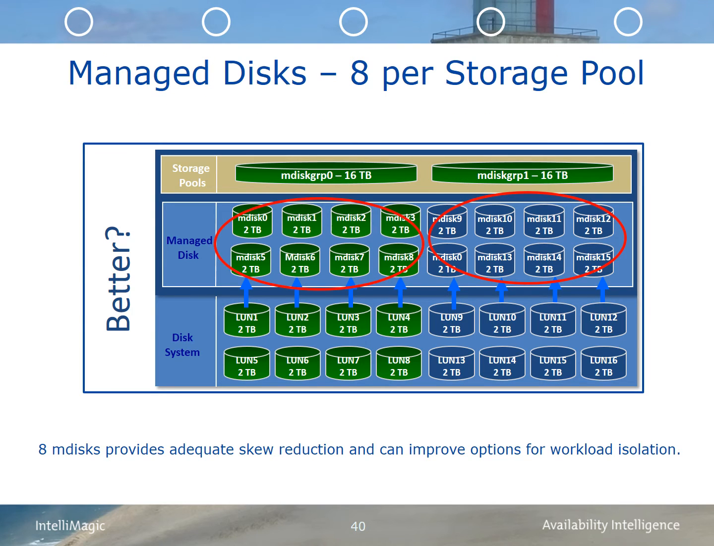You should have at least 8 managed disks per storage pool. This provides enough MDisks to ensure that there is adequate skew across the managed disks. It also ensures that there are sufficient back-end connections.